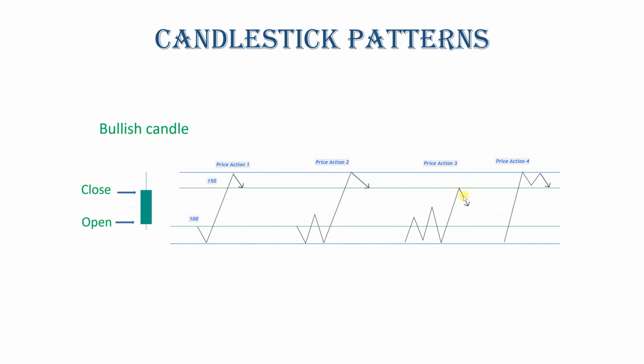Okay, price action 3 means it can be the red candle. The price opened at 70 and it went till 100, or 120 or 130. Next is the price opened at 70 rupees and the price closed at 150 rupees. Okay, so this is how we have to read the candles.